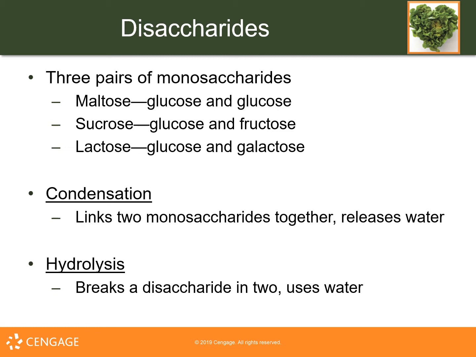Disaccharides refer to a pair or two monosaccharides, one of which is always glucose. You have maltose, which is glucose and glucose. Barley is the most notable source. Sucrose is glucose and fructose, and can be refined from sugarcane and sugar beets. Lactose is a combination of glucose and galactose, and it's the main sugar in milk.